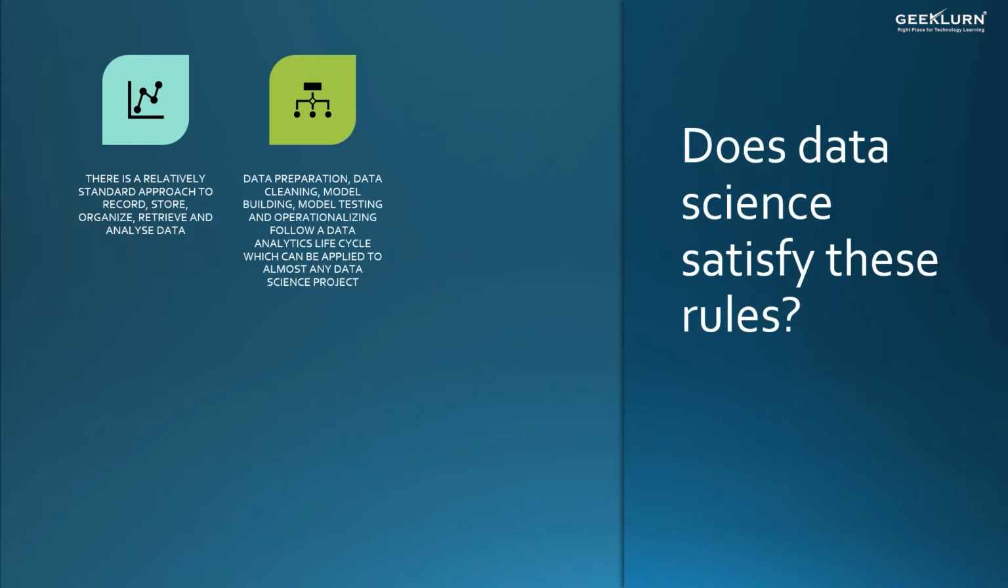Data preparation, data cleaning, model building, model testing, operationalizing, everything follows something known as an analytics life cycle. So you have a repeatable, reproducible format in which you do any data science project. It doesn't mean that every time you get a data science project, you're completely figuring out everything from scratch. It doesn't happen that way. There are very clear milestones, very clear tasks that you have to do in order to get there.